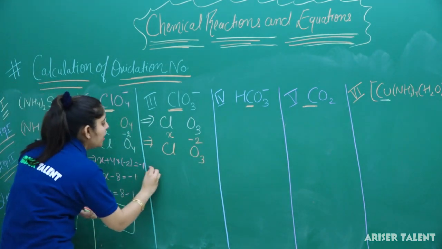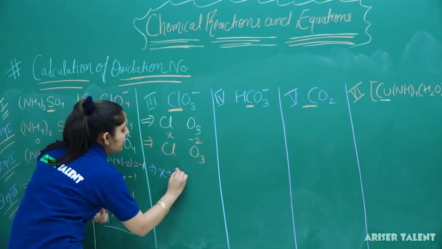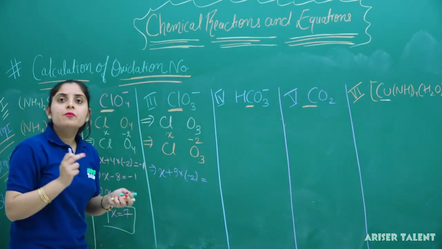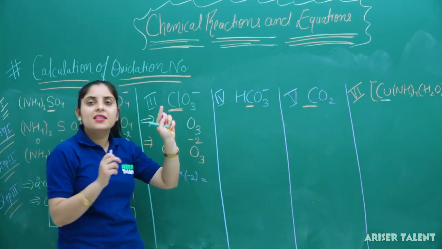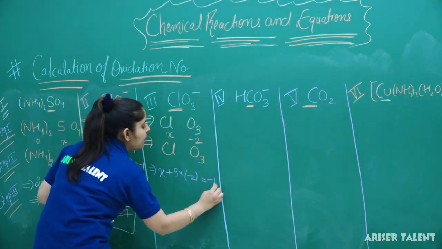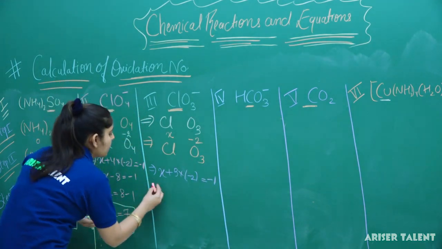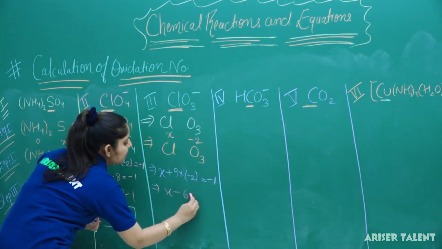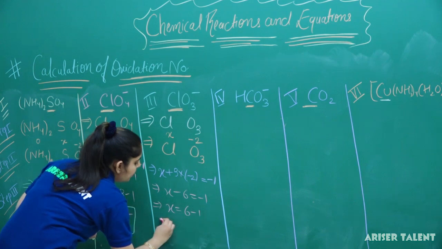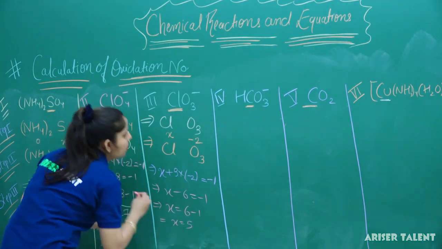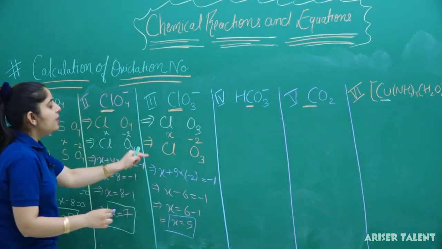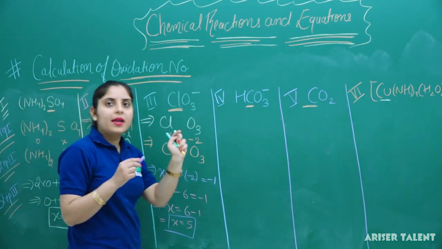Now what we will do here? X plus 3 into -2. Should it be equal to 0? It won't be equal to 0 because the charge -1 is provided on its component. So it will be equal to -1. So X minus 6 is equal to -1. X is equal to 6 minus 1. X is equal to 5. So X equal to 5 will be the oxidation state in case of ClO3 negative ion.